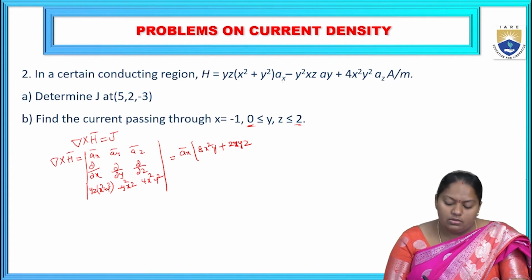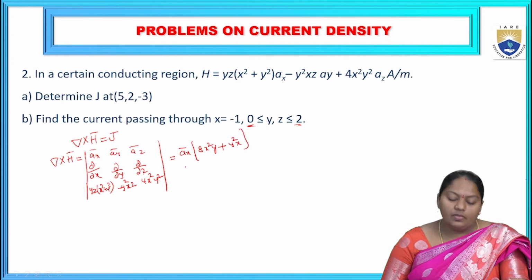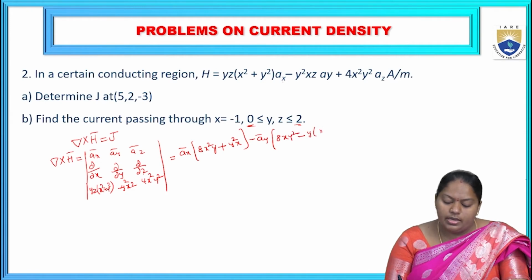Then dou by dou y of this will be 4x square y, and dou by dou z of this means plus y square x. Why? Because we are differentiating this with respect to z, hence y and x are constants. Then y square x minus ay into dou by dou x of this thing, which means 8x y square, minus dou by dou z of this thing, which means y into x square plus y square, right?